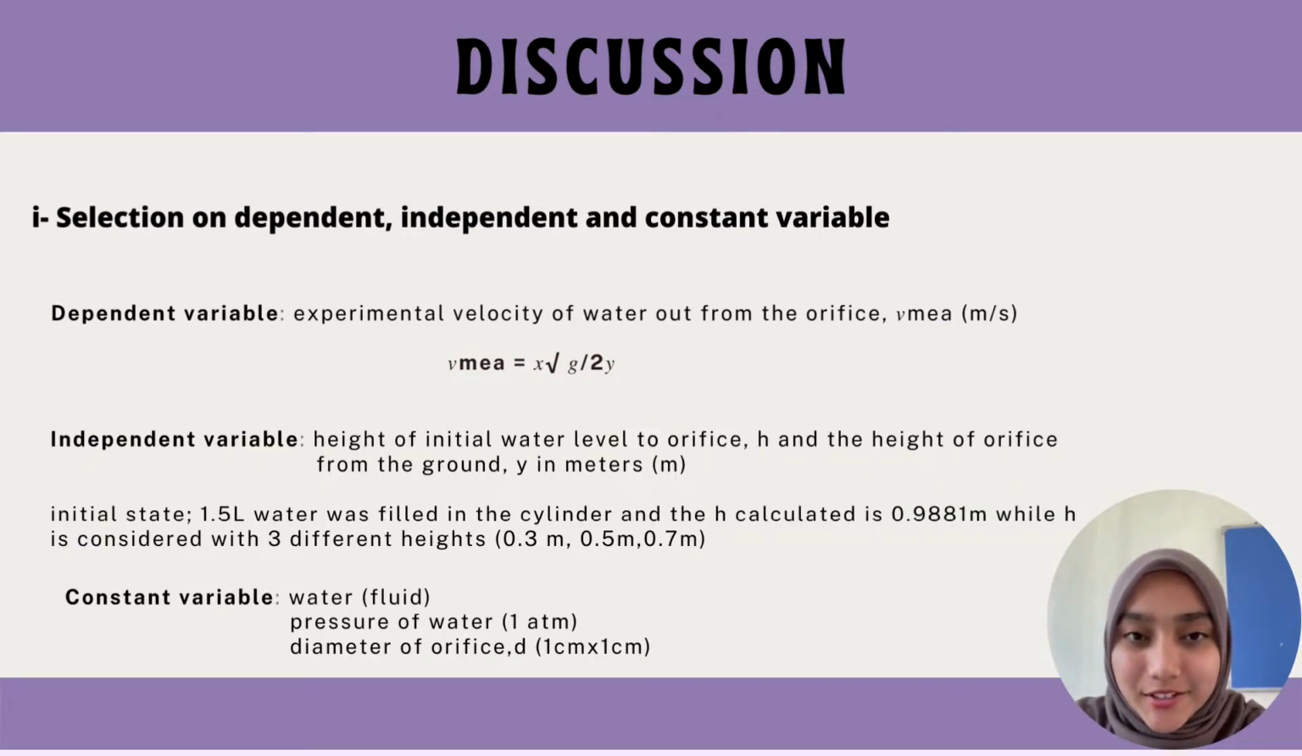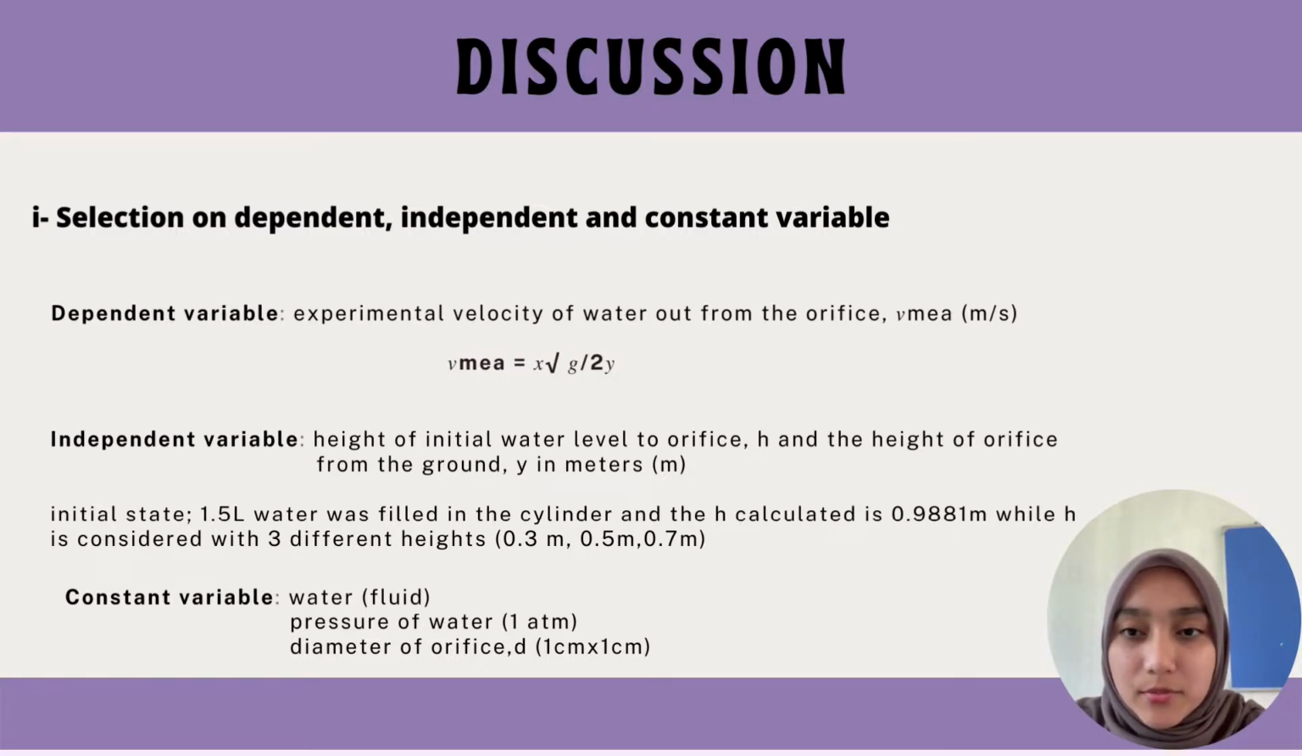Assalamualaikum and hi doctor. My name is SETK2721-FLUIDS and now I will present our discussion part. Firstly, we make selections on dependent, independent and constant variables. In this experiment, the dependent variable is the experimental velocity of water out from the orifice, or we call it V measured, in unit meter per second. So the formula to be considered is the V measured formula.